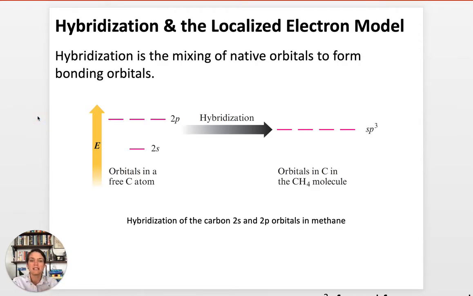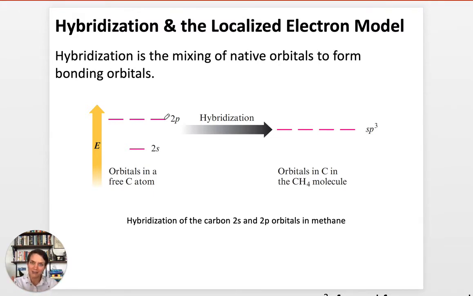And what we're going to see is that in order for methane to exist, the native orbitals, so these are the orbitals that belong to carbon, so we have that 2s and the 3 2p orbitals, those native orbitals are going to hybridize, right? So if you think about a hybrid vehicle, let's say it's a Prius, you have a gas engine and then you have an electric car, and a hybrid is the combination of those two things.